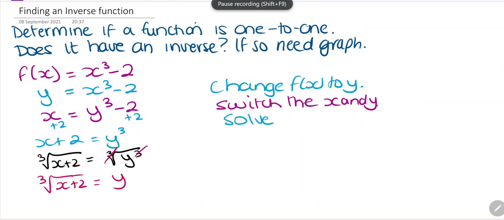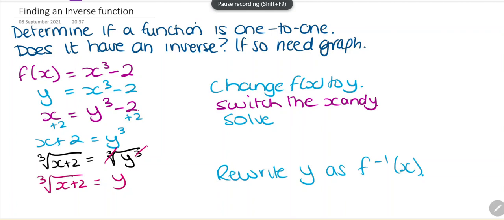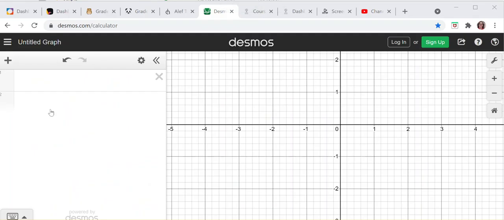Now our final step is to rewrite y as f to the minus 1 of x. So it's going to be f to the minus 1 of x is equal to the cubed root of x plus 2. And now we can check in Desmos.